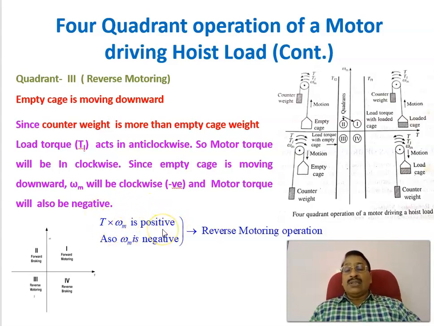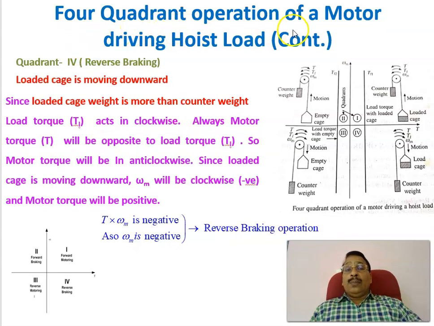If the product is positive, it is called motoring operation. If the product is negative, it is called a braking operation. Therefore, in this case, since T is negative and omega m is negative, the product is positive. That is why it is a motoring operation. But since omega is negative, it is called reverse motoring. Therefore, this quadrant of operation is called reverse motoring. When an unloaded cage is moving from the upper level to the lower level, the motor is working in a reverse motoring operation, or third quadrant operation.